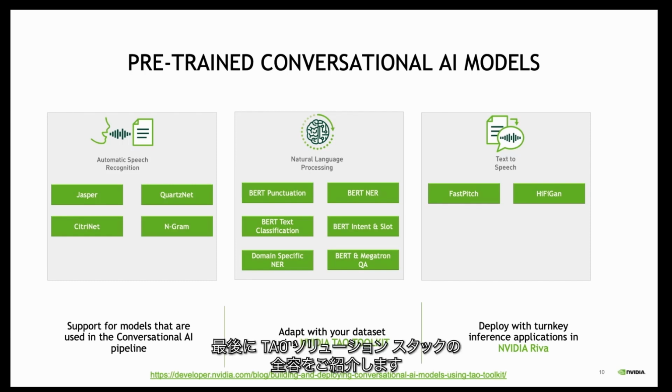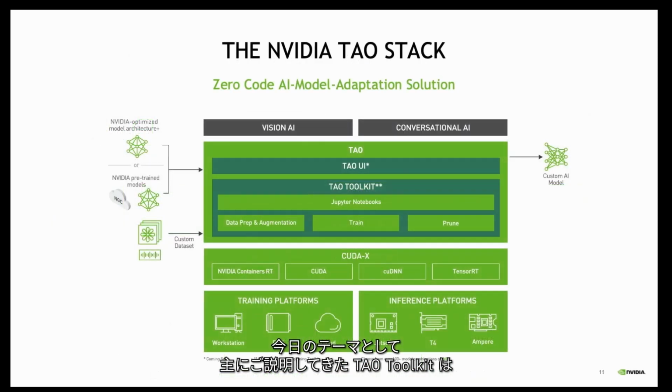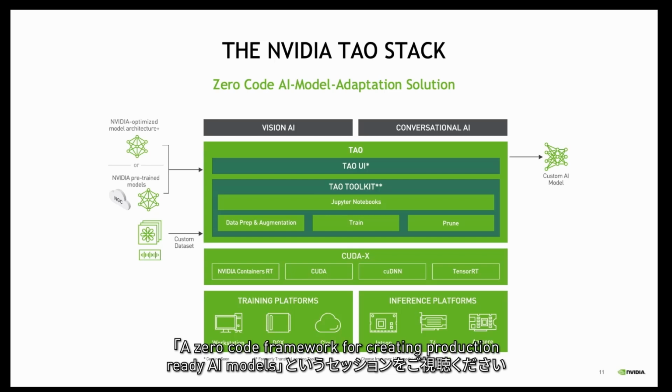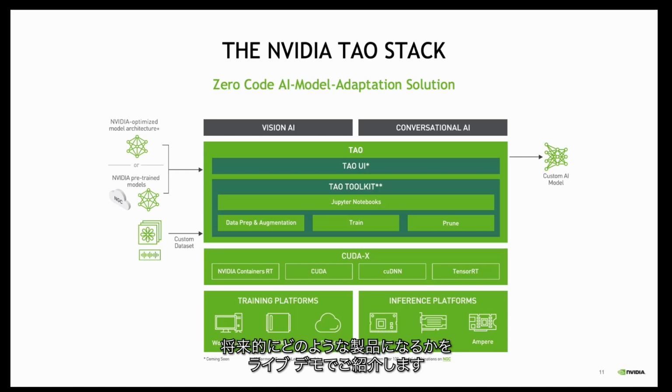Finally, I wanted to leave you with the overall TAO solution stack. For the sake of our talk today, we spoke primarily about the TAO Toolkit. It's an integral part of the overall NVIDIA TAO solution stack, which is an AI model adaptation solution. We are currently in the process of adding a UI layer with a guided workflow and including many other services in the backend. What that really means is that whatever is easy today is going to get a lot easier. If you want to learn more, feel free to attend the session titled A Zero-Code Framework for Creating Production-Ready AI Models. And you'll see a live demo of what the product will look like in the future.